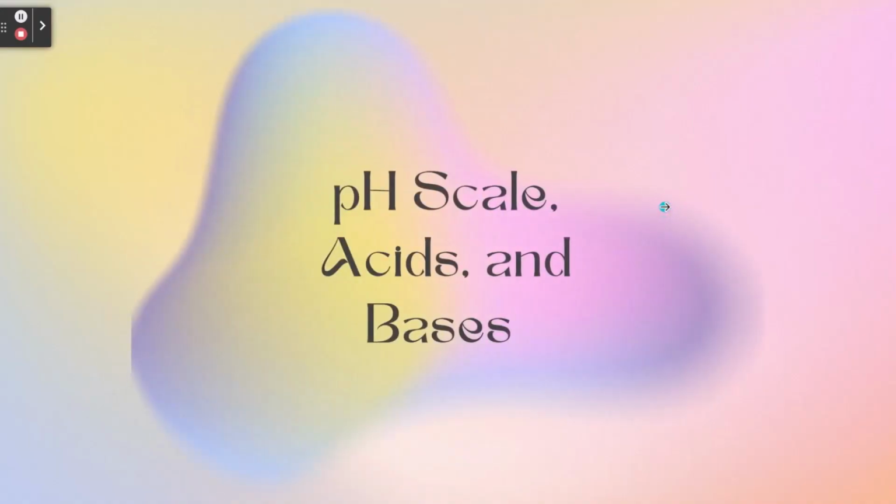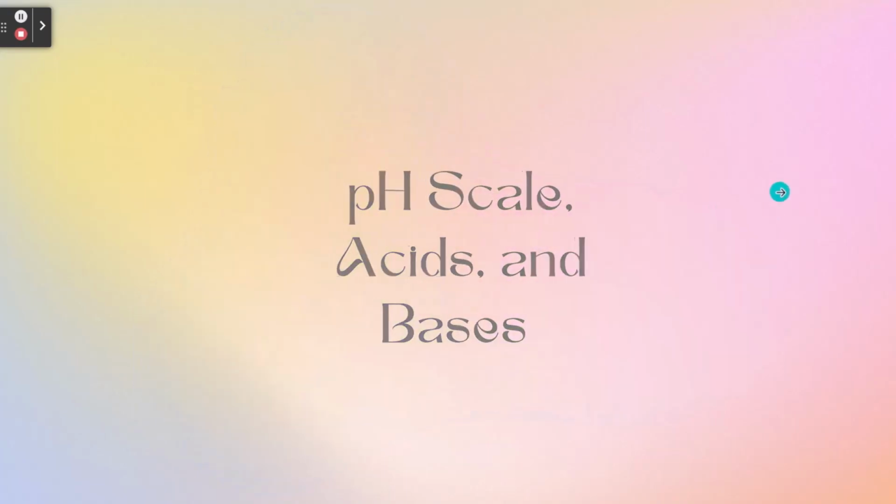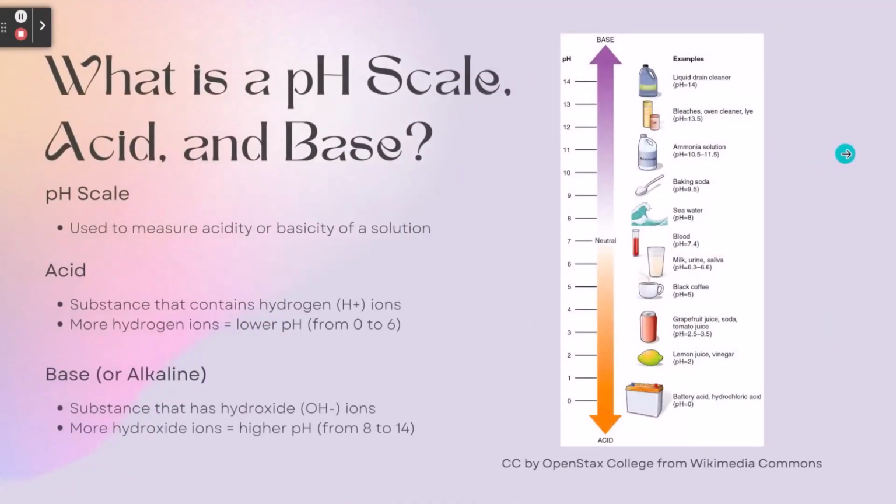So we will be going over the pH scale, acids and bases. So a pH scale is used to measure the acidity or basicity of a solution. On the right side here, I've included an example of the pH scale. And the scale here has numbers which will range from 0 to 14. An acid is a substance that contains hydrogen ions. The more hydrogen ions there are, the more acidic something will be, and it will have a lower pH number which ranges from 0 to 6.